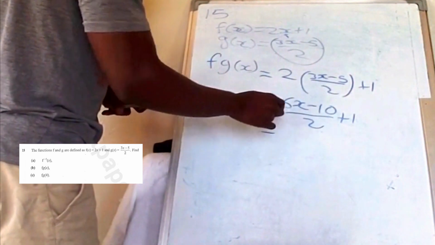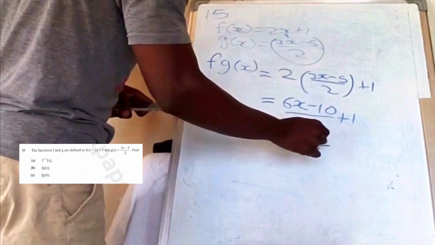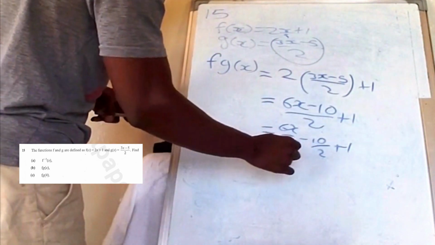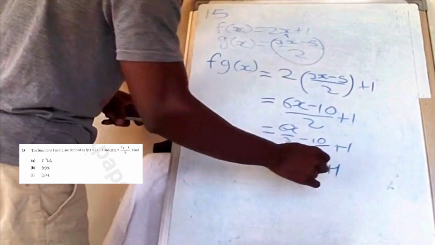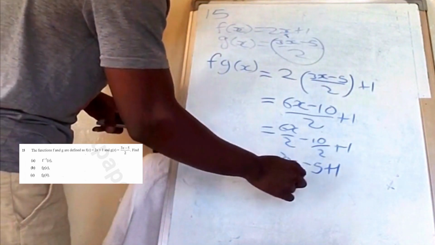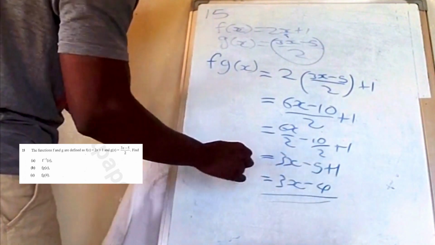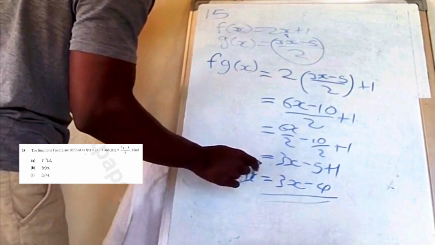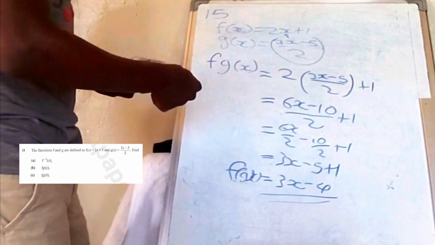This is the same as 6x over 2 minus 10 over 2 plus 1. 2 into 6 is 3x, minus, 2 into 10 is 5, plus 1. Minus 5 plus 1 will give you 3x minus 4. And this is our fg of x. Okay, this is how we go about that one.